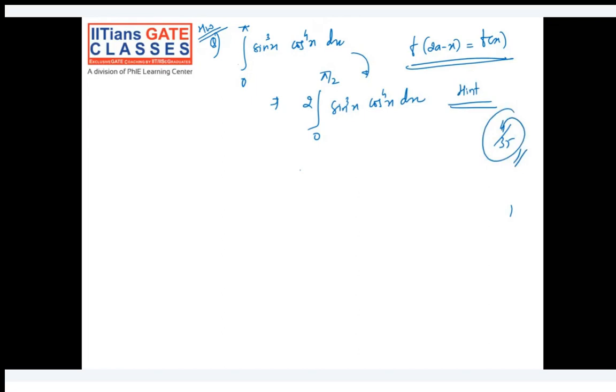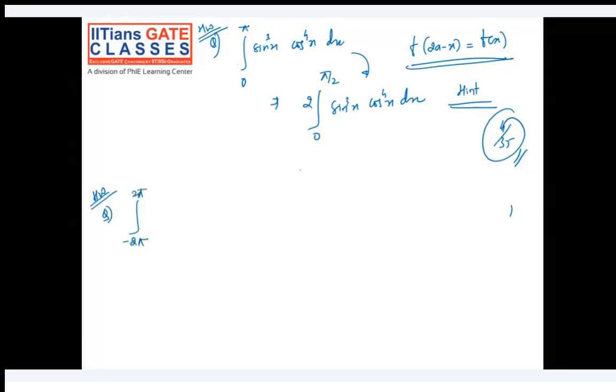And one more homework question I'll give with some hint. Integration minus 2 pi to plus 2 pi tan raised to the power 4x cos raised to the power 8x dx. Okay, how will you proceed for this solution, this question? Anyone? We cannot apply the formula of 0 to pi by 2 because limit is minus 2 pi to plus 2 pi.